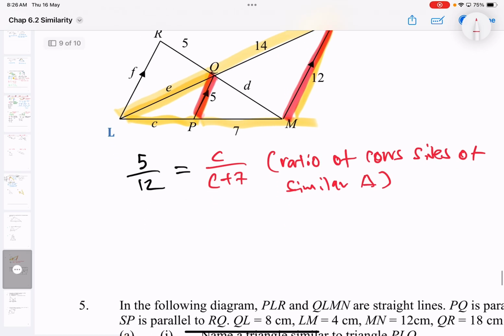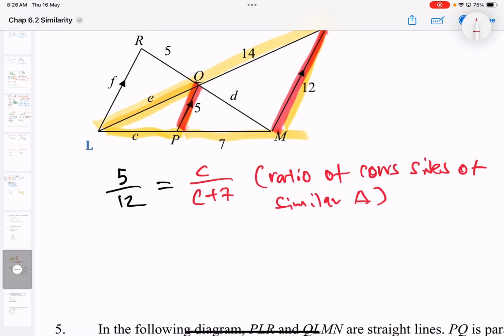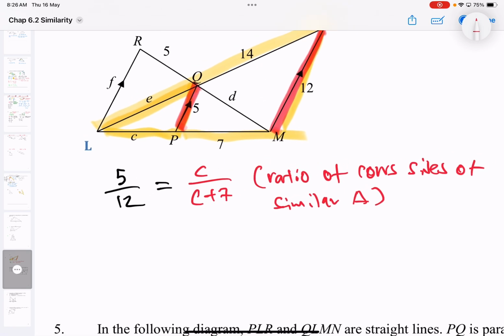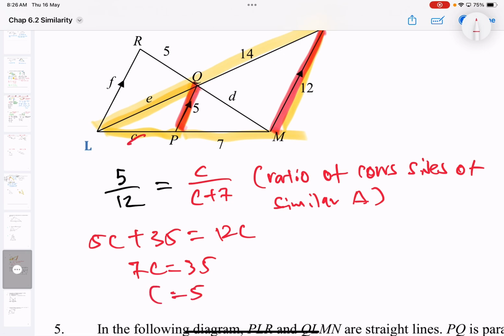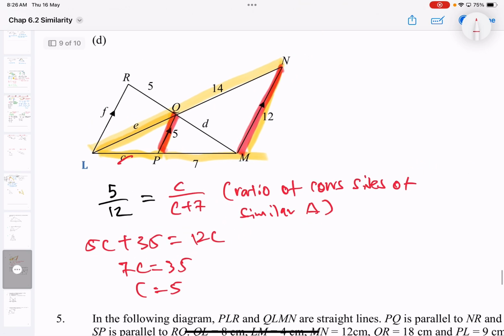Okay, quickly. So let us quickly cross multiply. Okay, so over here, if you cross multiply, you would be able to find the value of C. So very quickly, it is 5C plus 5 times 7 gives me 35 equals to 12C. Let's bring the 5 over. 7C is equals to 35. So if I divide by 7 on both sides, C is equals to 5. Is that okay? How do I get 12C? Because I cross multiply, 12 times C gives me 12C. Is that okay? Okay, so I got C equals to 5.